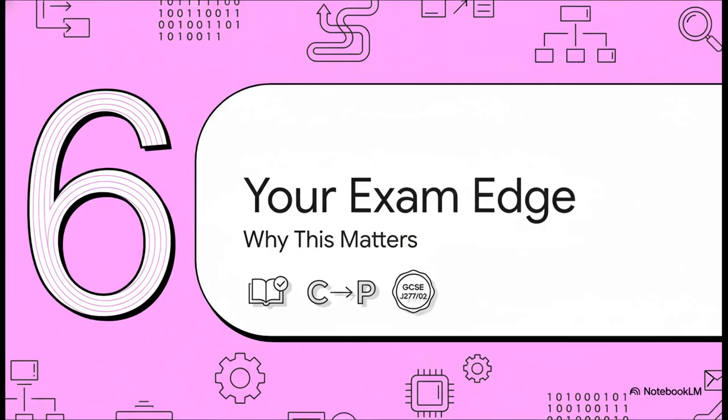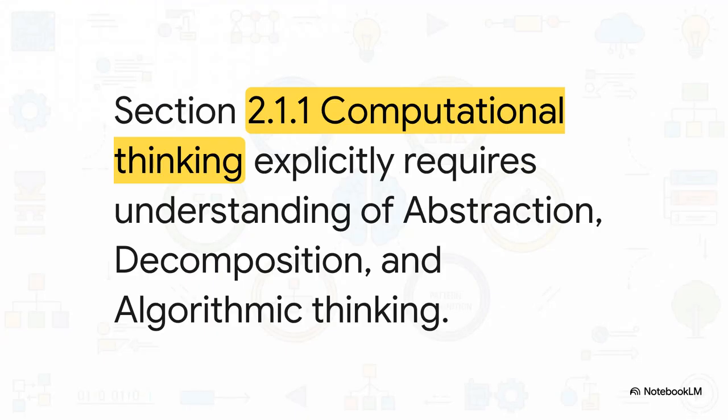Now, why are we banging on about this so much? Because this isn't just a nice-to-have skill. This is a fundamental and, more importantly, an assessed part of your GCSE, specifically for that computational thinking, algorithms, and programming paper, the J277/02. If you actually look at the OCR specification, and I know, thrilling stuff, section 2.1.1 is literally called Computational Thinking. And what does it list? Abstraction, decomposition, and algorithmic thinking. The examiners are telling you, straight up, that they expect you to know and use these ideas.